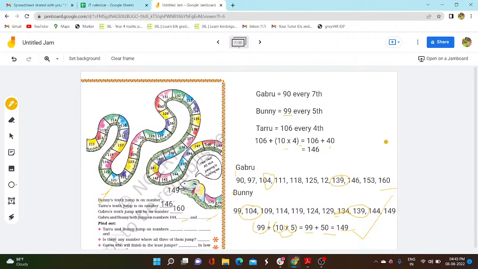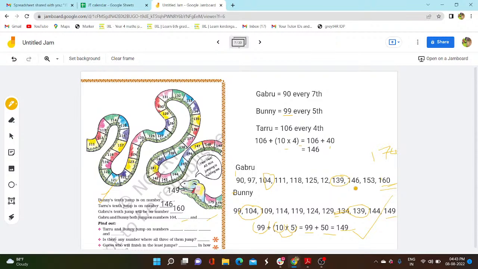And if we continue writing this whole sequence, then we'll find more such numbers that are in common. So if we continue this sequence, after 149 we have 154, 159, 164, 169, then 174. And in the same way, if we keep counting over here from 160, we'll have 167 and then 174. So the third number in common would be 174.